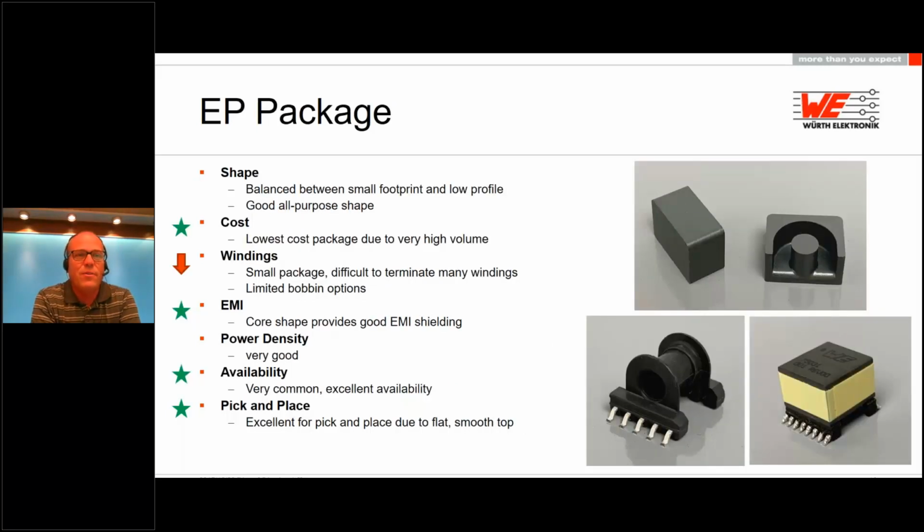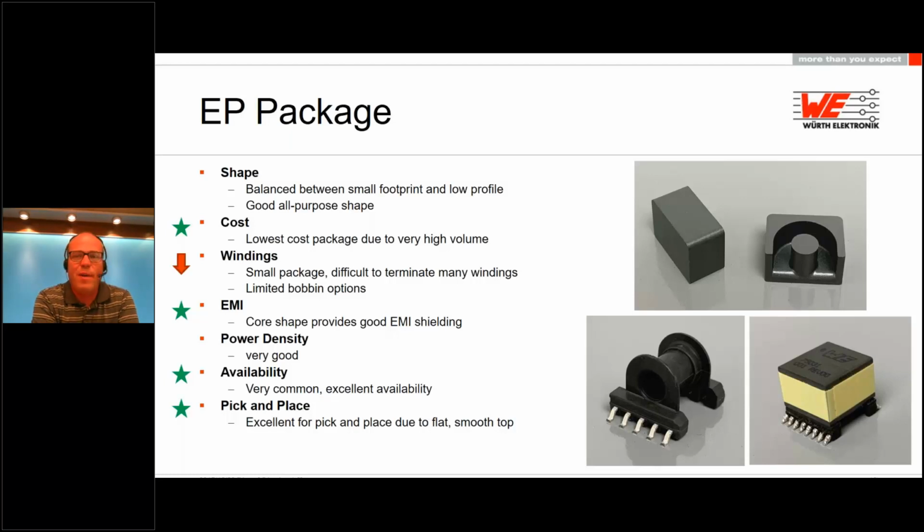All right, next we have the EP package. Several sizes of the EPs have been manufactured in very high volumes over the years, making this one of the most cost-effective packages on the market. While EPs are available in through-hole versions, the surface mount option is by far the most common, and the flat, smooth core top surface is excellent for pick and place. Additionally, this core shape surrounds the winding on 5 sides, inherently providing some EMI shielding.